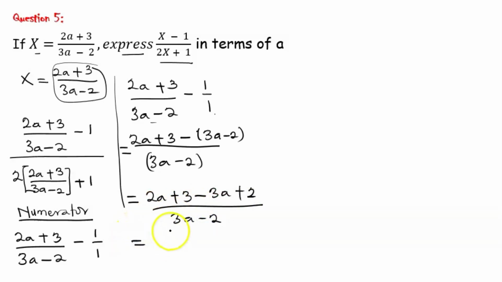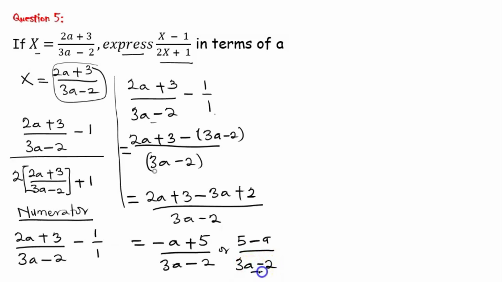All right, we simplify the numerator now. This is going to give me 2a - 3a, that's going to give you -a. Then 3 + 2, that's 5. Then divided by 3a - 2. Or, since I don't like this negative showing like this, I can make it (5 - a)/(3a - 2). All right, this is what we have for the numerator. So let's look at the denominator.